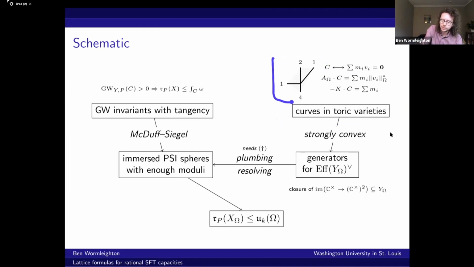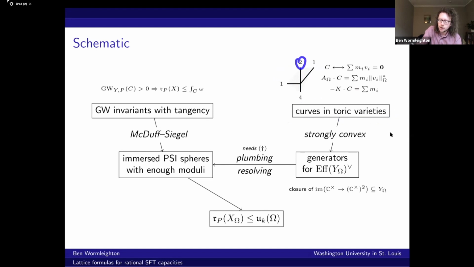So for example, this is the fan for a Hirzebruch surface, the second Hirzebruch surface. I've drawn numbers on the edges to indicate the relation. You take 1 times the primitive vector on this ray, plus 2 times the primitive vector on this ray, plus 1 times the primitive vector on this ray, plus 4 times the primitive vector on this ray, and you get 0. This is depicting a curve class inside the Hirzebruch surface. So all those times before where I wrote down that we're going to optimize over relations between vectors, really what I was saying was we're going to optimize over curves in toric varieties.